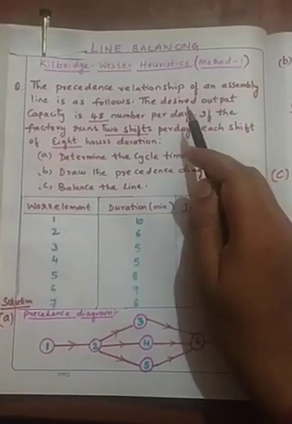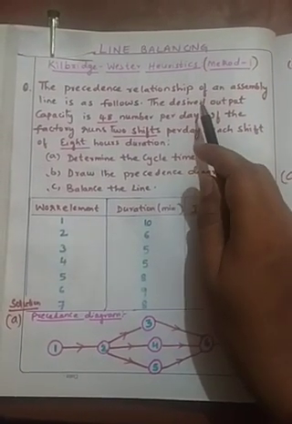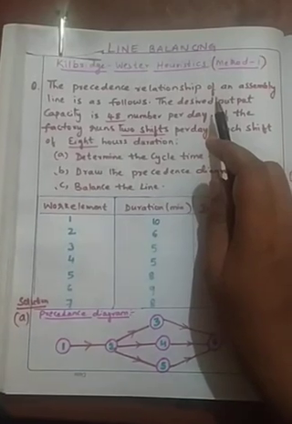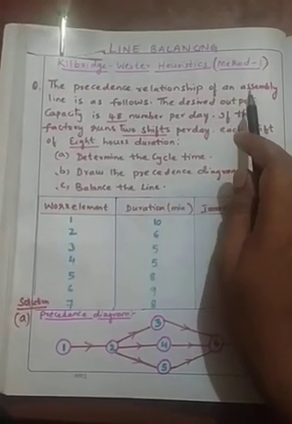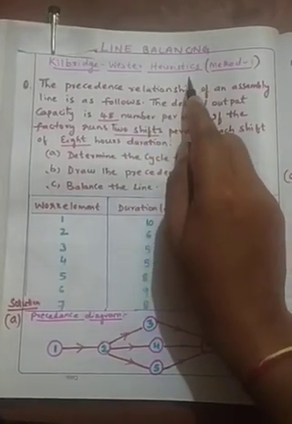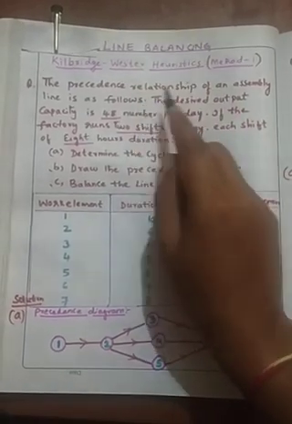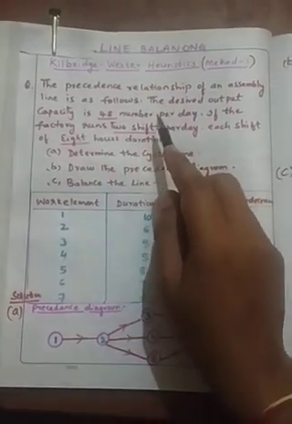So in this video, I will be explaining a problem from the line balancing topic. In line balancing, there are three different methods. The first method is the Kilbridge-Wester heuristic method. To solve the problem using this method, I have taken a simple problem here.